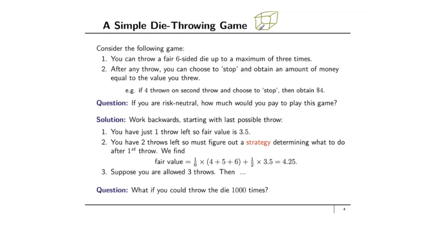We're allowed to throw the die up to a maximum of 3 times. After any throw, you can choose to stop. And when you stop, you obtain an amount of money equal to the value you threw. So the value you threw is whatever is showing here when you throw the die. So for example, if you throw a 4 on your second throw and you choose to stop, then you'll obtain $4. So if you are risk neutral, how much would you pay to play this game?